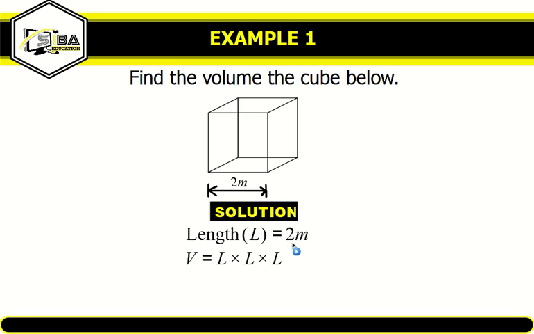So we are going to substitute the 2 meters in each of the length times length times length, and that's giving us 2 by 2 by 2. Now let's multiply this together. 2 by 2 gives us 4. 4 times 2 gives us 8. So the volume of this cube is 8 cubic meters.